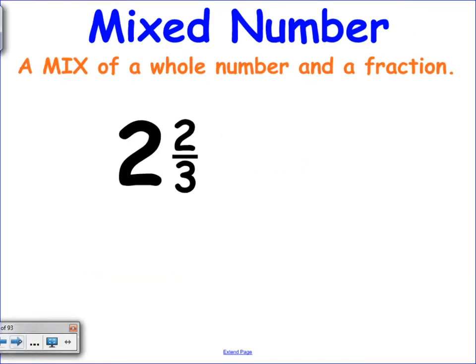Let's have a look at mixed numbers. There's our 2 and 2/3 again. We've just defined it. It's a mixture of whole numbers and fractions. What if I want to go the other way? What if they give me a mixed number and I want an improper fraction? I want a top-heavy fraction. How do I reverse the process to give me my improper fraction back?